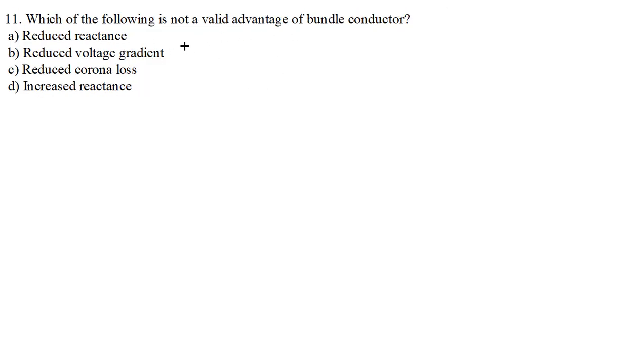Next, question number 11. Which of the following is not a valid advantage of bundled conductor? So what is a bundled conductor? Using more than one conductor per phase is known as a bundled conductor. For example, if we use two subconductors per phase, so this is our R phase, this is Y phase, this is B phase. This is an example of a bundled conductor.